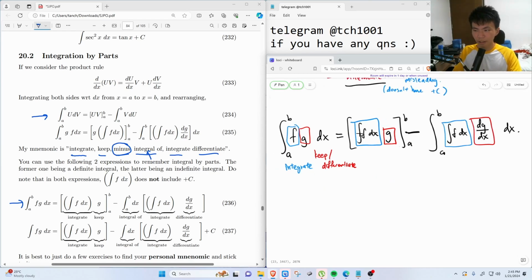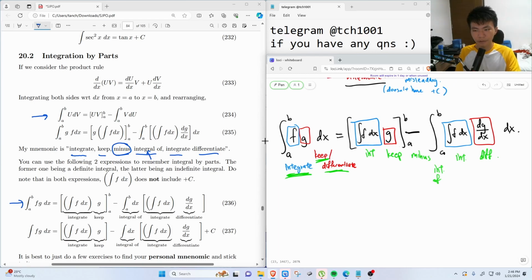If I put it all in one line, whenever I integrate the product of two functions, f and g, I choose one function which I'm going to purely integrate, and I choose the other function, g, which is something that I keep for one term and differentiate for the other. So I memorize it as: the integral of fg with respect to dx is equal to integrate keep, minus the integral from a to b of integrate differentiate. That's just how I personally memorize it. This is what works for me.